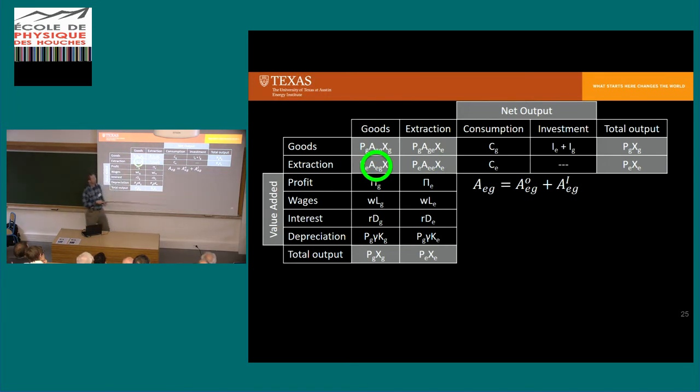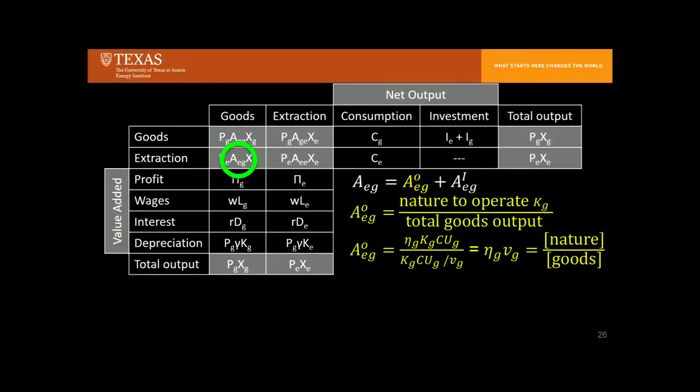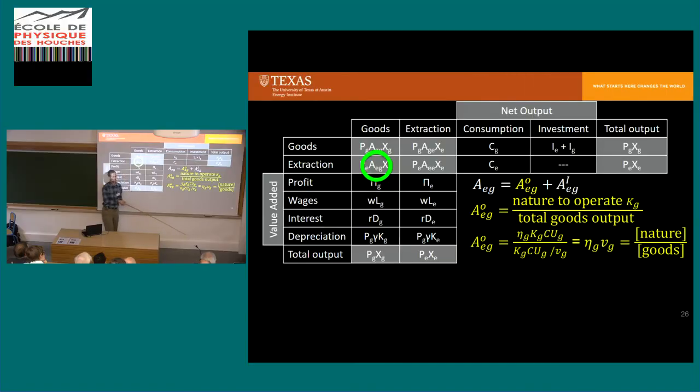This term, this A sub EG term, is how much nature input is required by the goods sector. And there's two terms here. There's an operating term and an investment term. The operating term is similar to the operating term that we just discussed for the extraction sector. So this is essentially how much nature you need to operate the goods capital divided by the total output of the goods sector. So this has the same framework, some efficiency parameter times the capital and its capacity utilization. This is a generic Leontief goods output. I just have a fixed capital output ratio, which is the V, and then the quantity of capital also dictates its output. So you end up with, for my purposes, a constant parameter for the quantity of nature required to operate a unit of goods capital, or a unit of goods output.